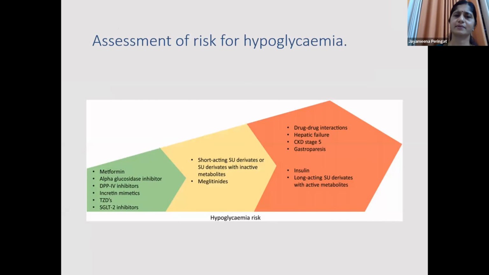So these are the drugs, the ones given in red cause more hypoglycemia than the drugs given in green.